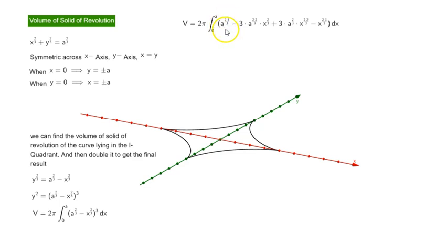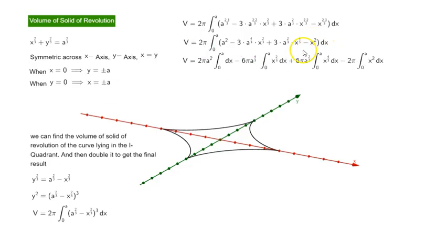We get (a^(2/3))^3 minus 3 times (a^(2/3))^2 times x^(2/3) plus 3 times a^(2/3) times (x^(2/3))^2 minus (x^(2/3))^3 dx. Simplifying that, we get V is equal to 2 pi times the integral 0 to a of a square, 3 cancels out, minus 3 times a^(4/3) times x^(2/3) plus 3 times a^(2/3) times x^(4/3) minus x square dx.